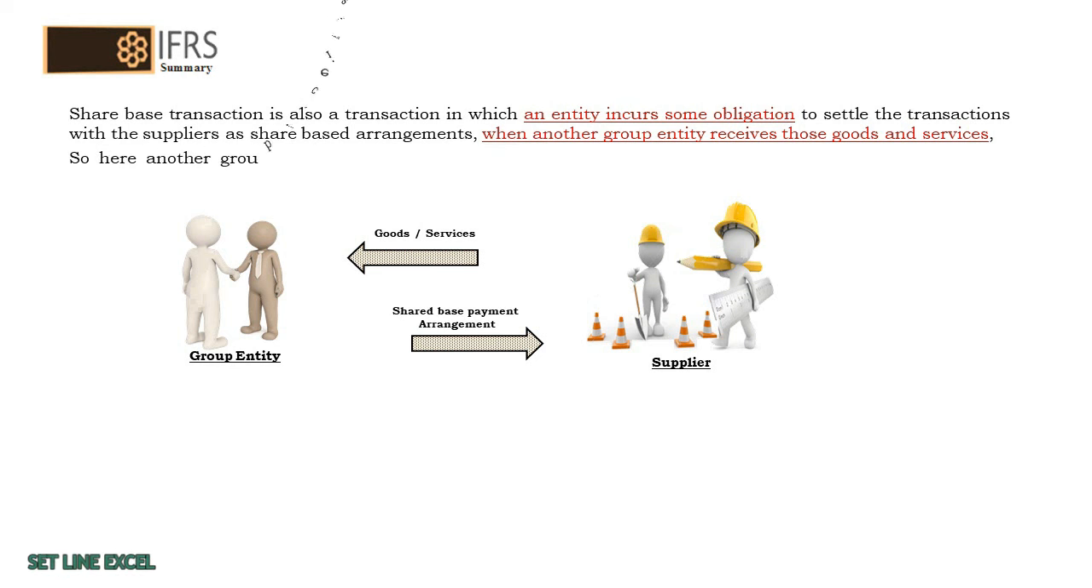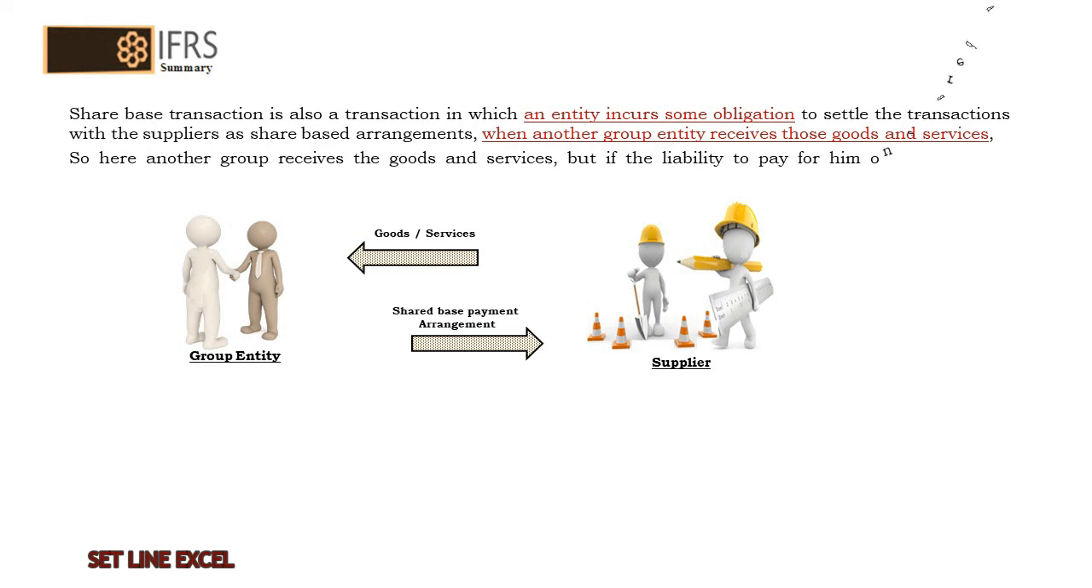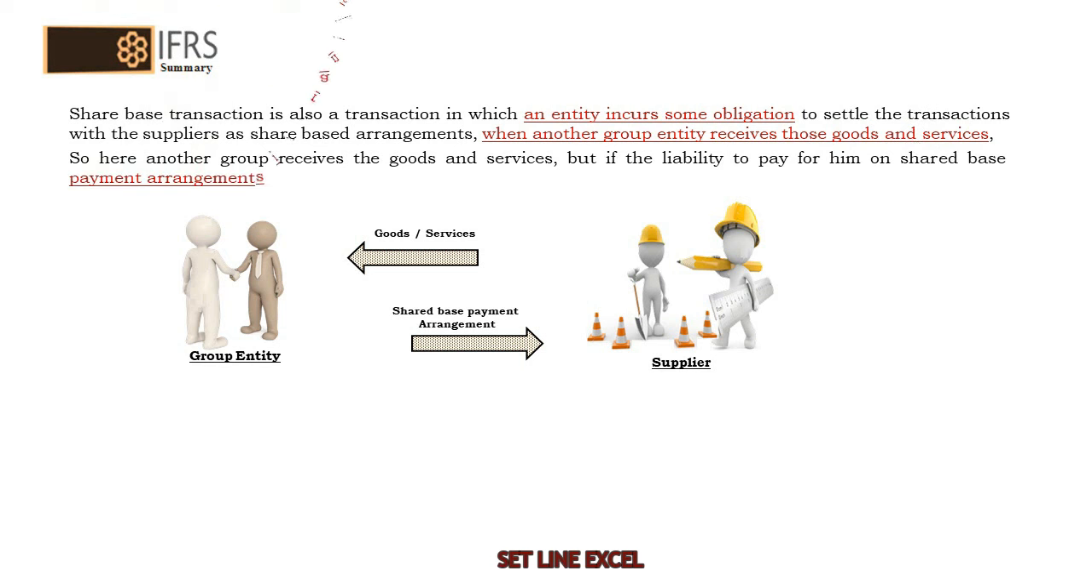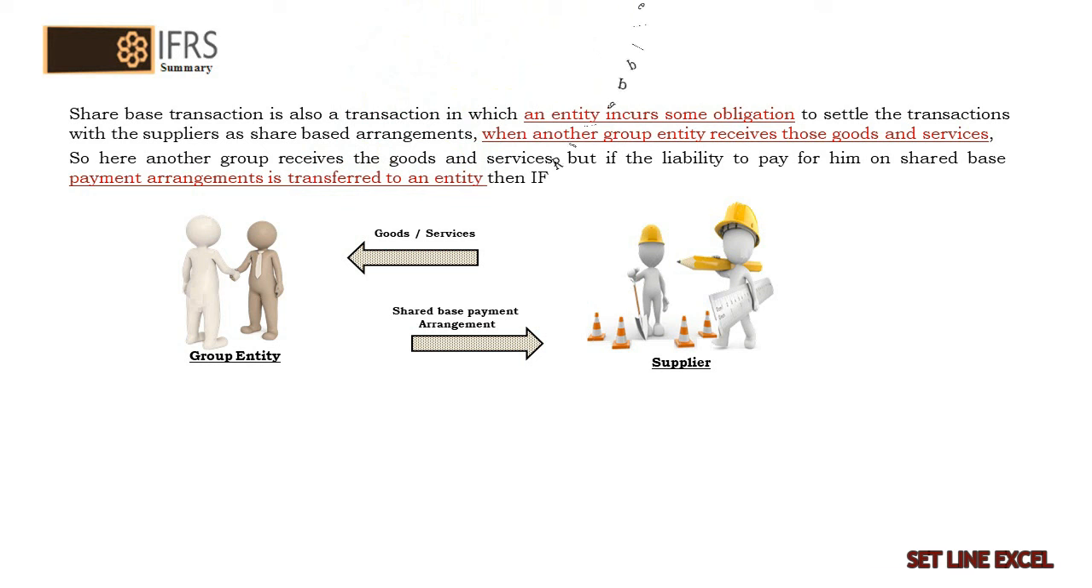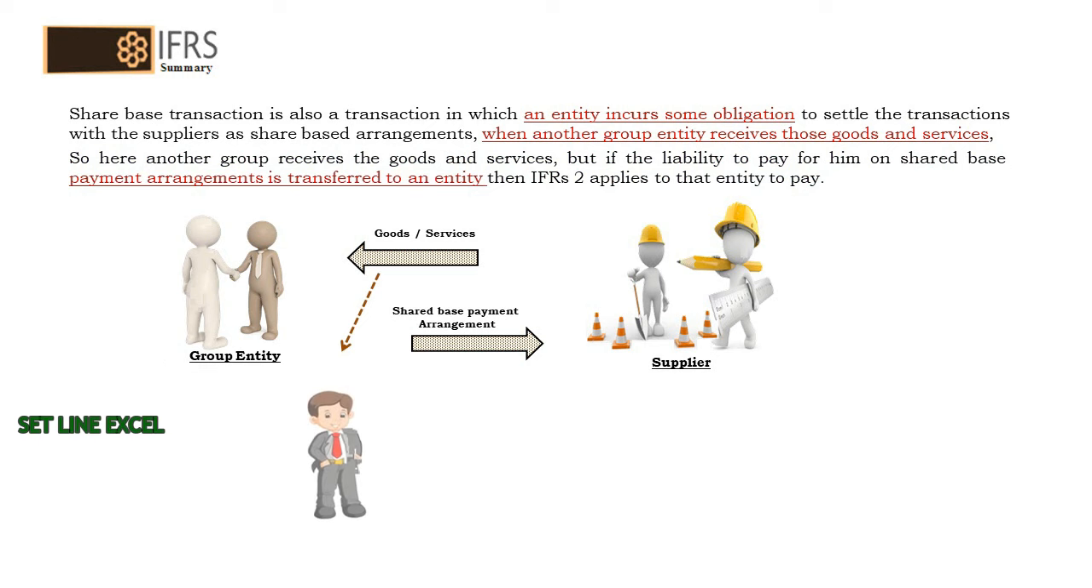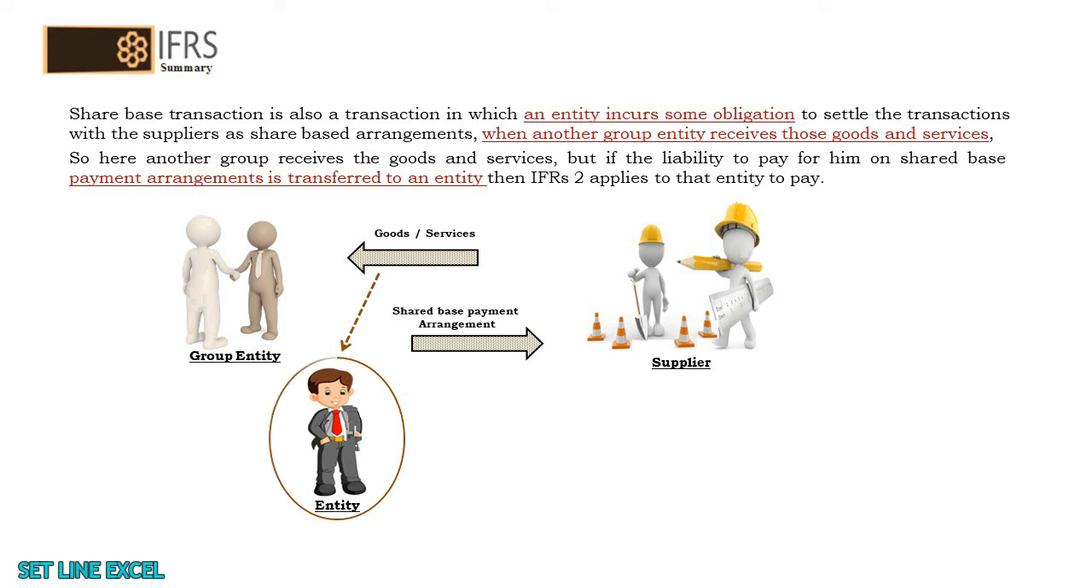So here another group receives the goods and services, but if the liability to pay for them under share-based payment arrangements is transferred to an entity, then IFRS 2 applies to that entity. Entity. Under IFRS 2, if any goods have been taken by any other group or entity, the entity who has made these arrangements is liable to pay the supplier. In simple terms, it has an obligation to settle the transaction with the supplier under share-based payment arrangements or on a cash basis.